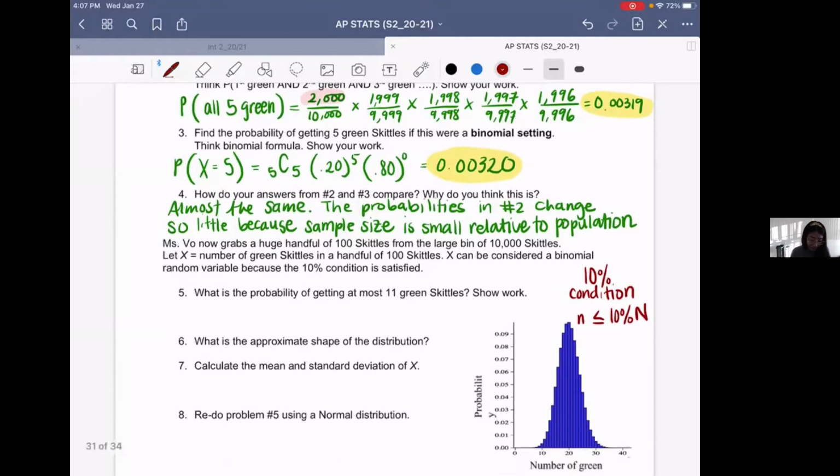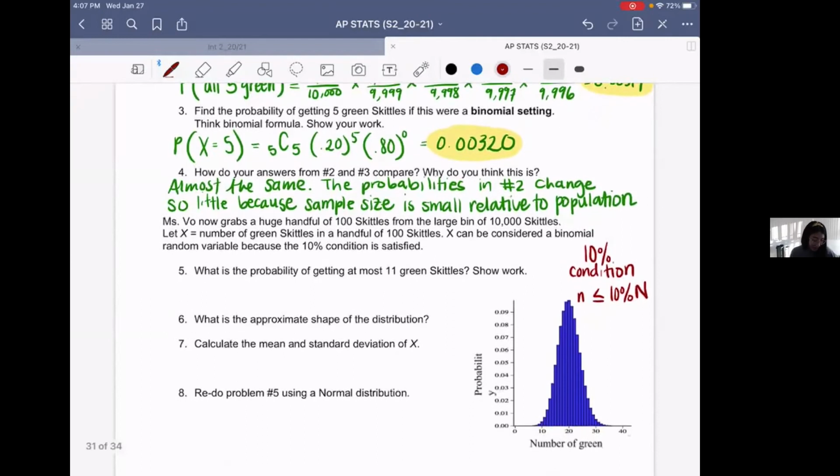It's going to help us move on to our second part, where it says Ms. Vo now grabs a handful of 100 Skittles from the large bin of 10,000 Skittles. X equals the number of Skittles in a handful of 100 Skittles. X can be considered a binomial random variable because the 10% condition is satisfied.